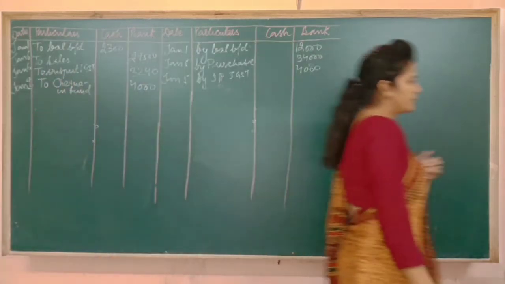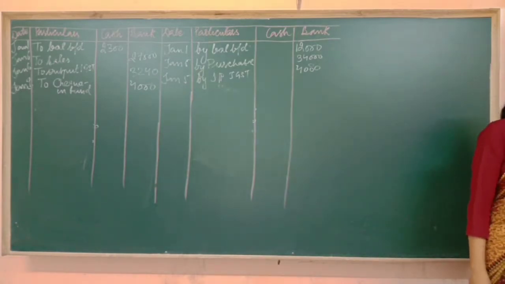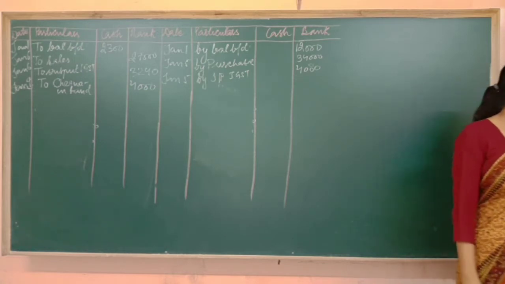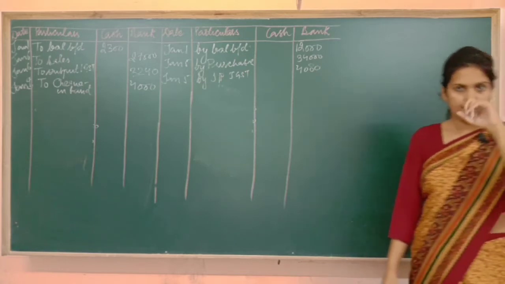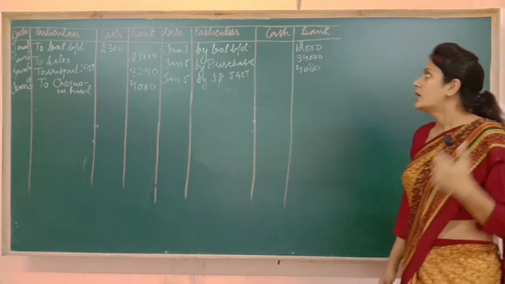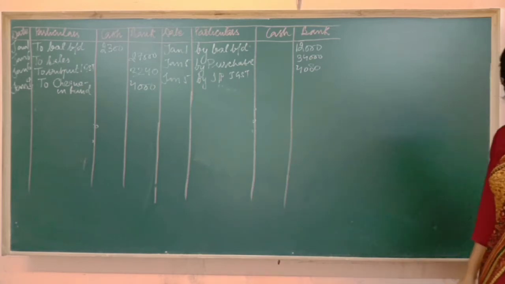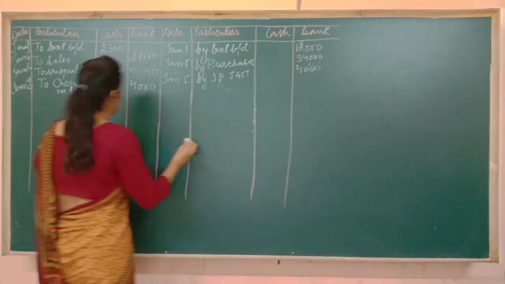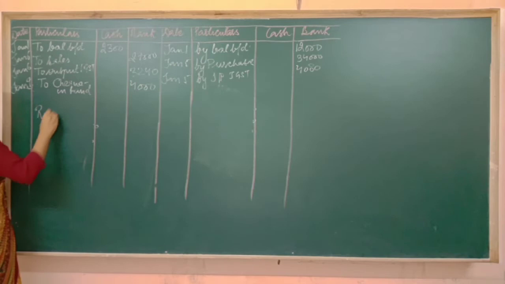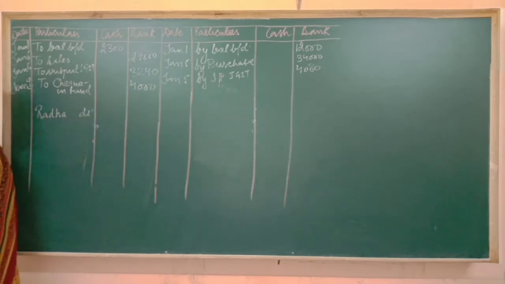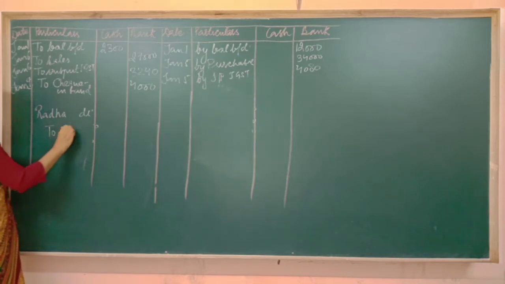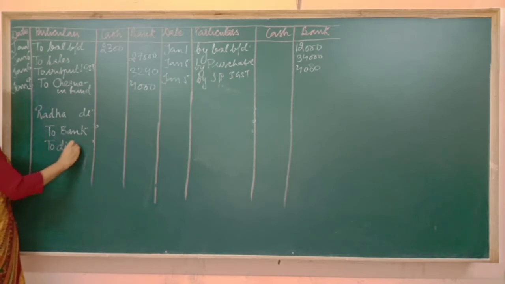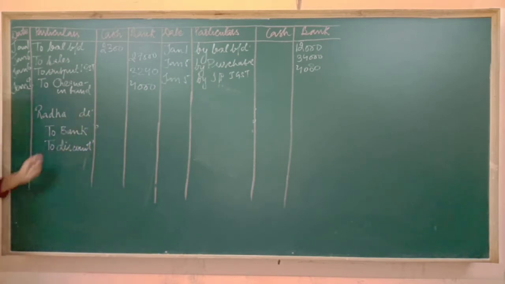Now read the next transaction. Next is check paid to Radha and discount received. Now you have made payment to Radha and you have received a discount. You have made payment to Radha, which means you have given a check to Radha. So what's going to be the entry? Radha becomes the receiver, Radha account debited. I'll write this entry. Radha becomes the receiver. You have given a check to her, so to bank. She has given discount to you, so that discount has become an income. So it will be credited.